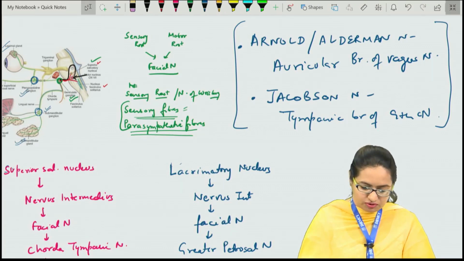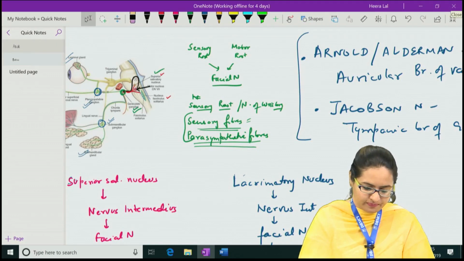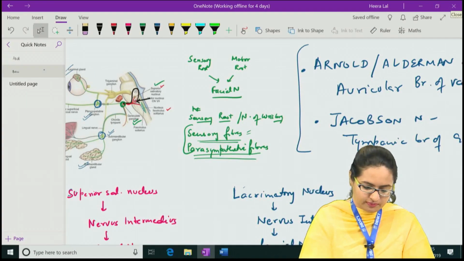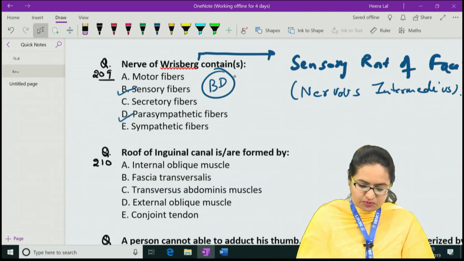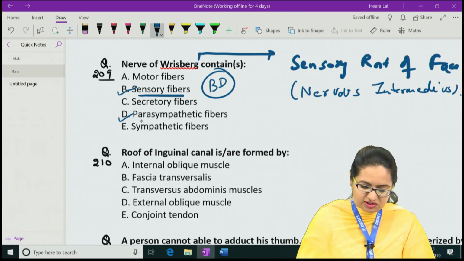So now if we come back to the question, the nerve of Wrisberg contains the sensory fibers as well as the parasympathetic fibers. These are being carried by it.